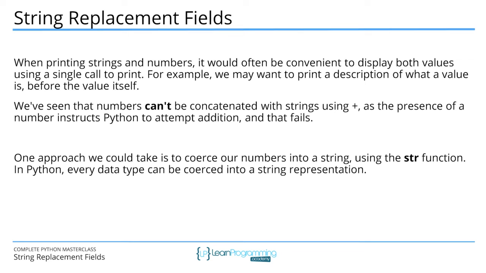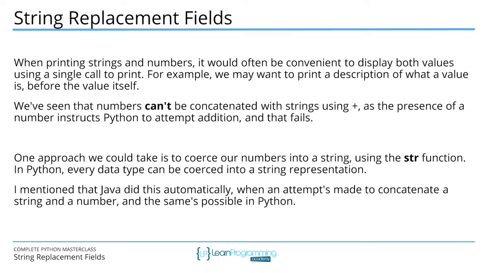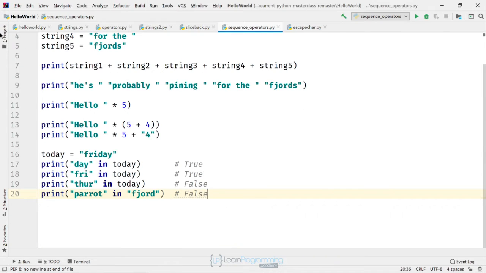One approach we could take is to coerce our numbers into a string using the str function. In Python, every data type can be coerced into a string representation. I mentioned that Java did this automatically when an attempt's made to concatenate a string and a number, and the same thing's possible in Python. So let's swing over to the code and create a new file.